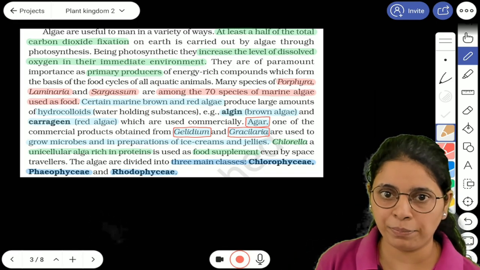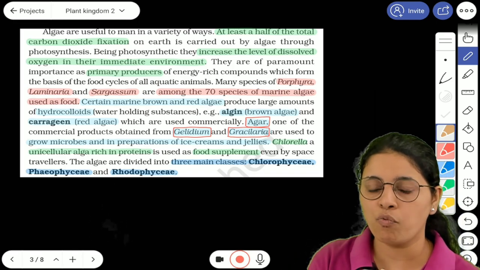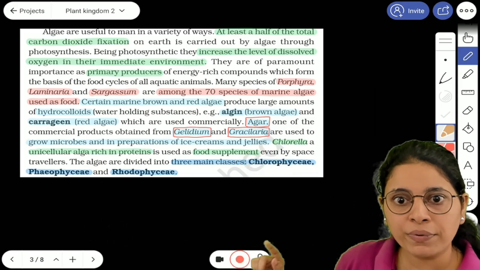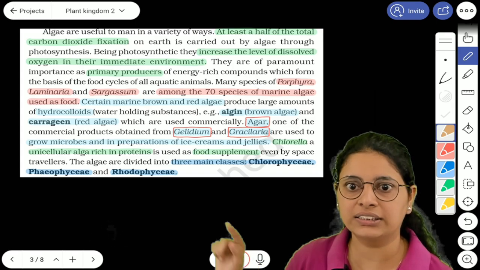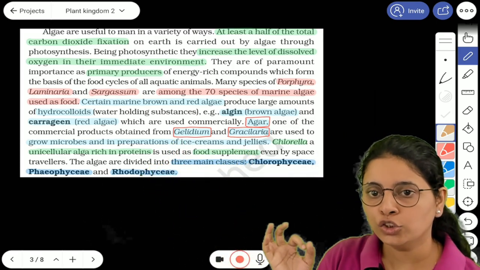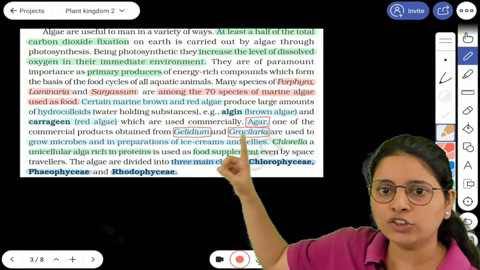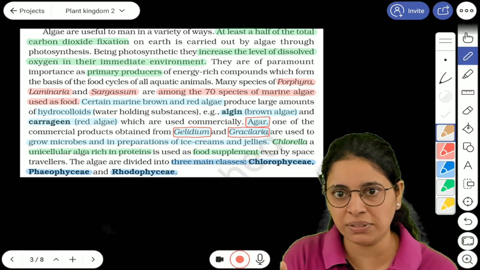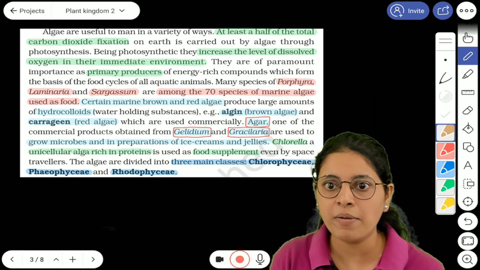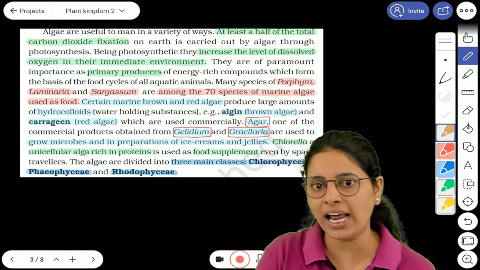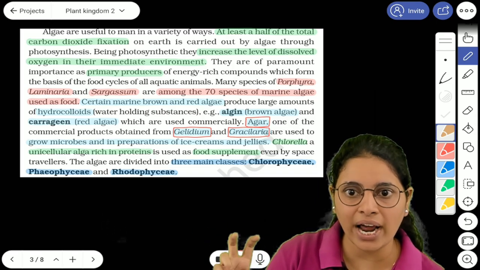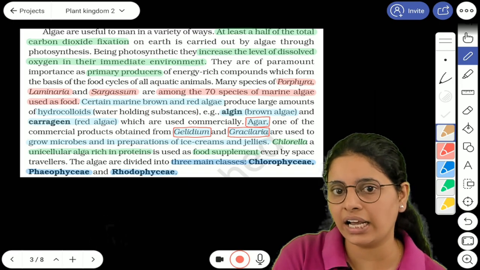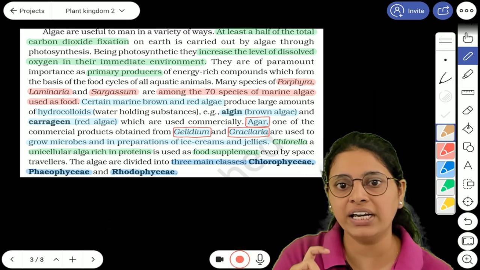Another important example of one of the most widely used hydrocolloids is agar. Agar is obtained from red algal species Gelidium and Gracilaria. Super important example. These species are used to extract agar on a large scale. Agar, we get it commercially as ready-made dry powder form. If we dissolve this agar powder in boiling water and then cool this mixture, we get a gel.